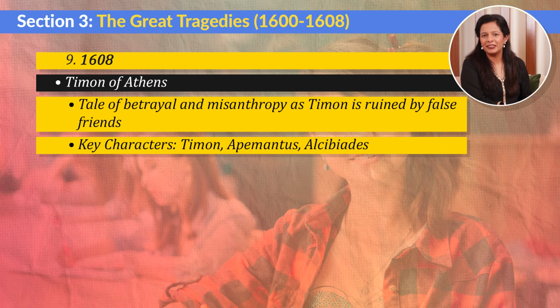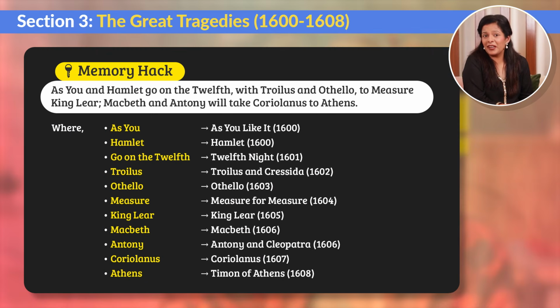Here's how to remember these 11 plays. Use the simple phrase, "As you and Hamlet go on the 12th with Troilus and Othello to measure King Lear, Macbeth and Antony will take Coriolanus to Athens." This single line links all 11 plays in the exact order from 1600 to 1608.